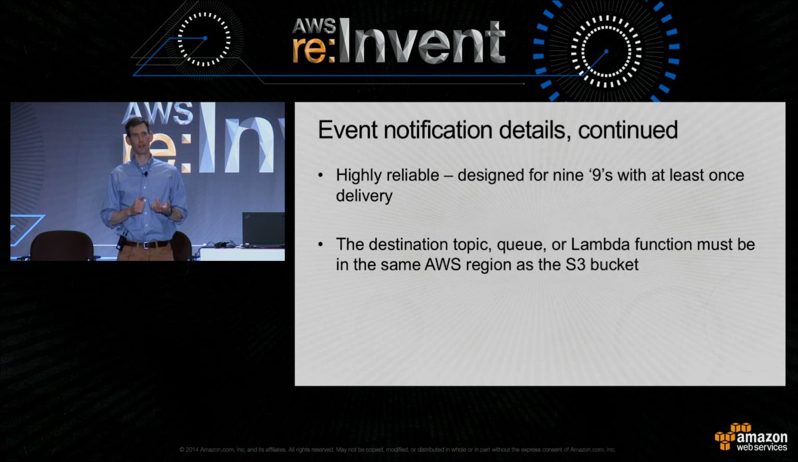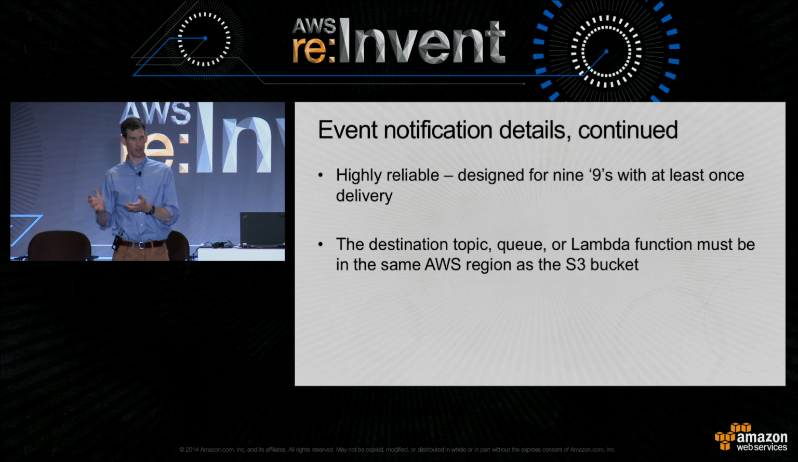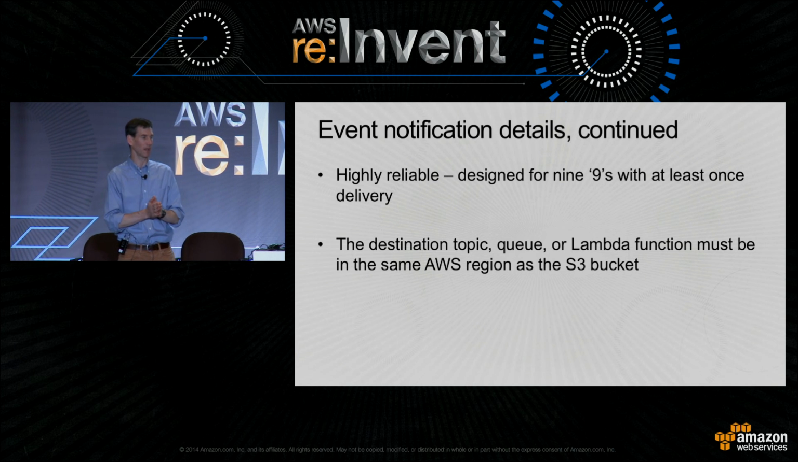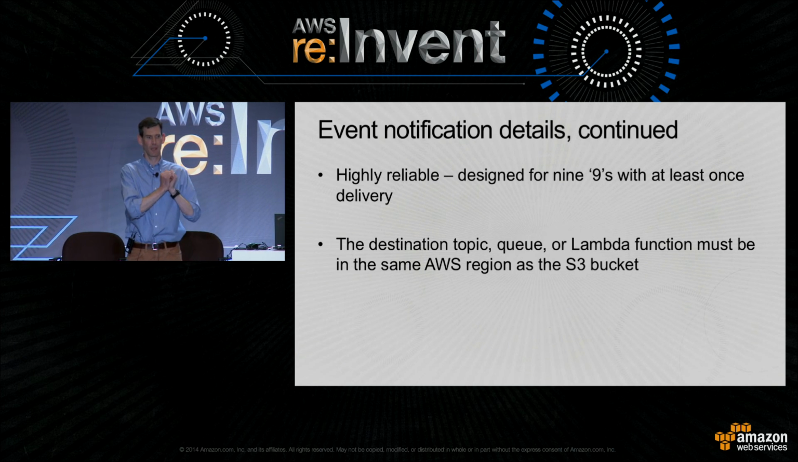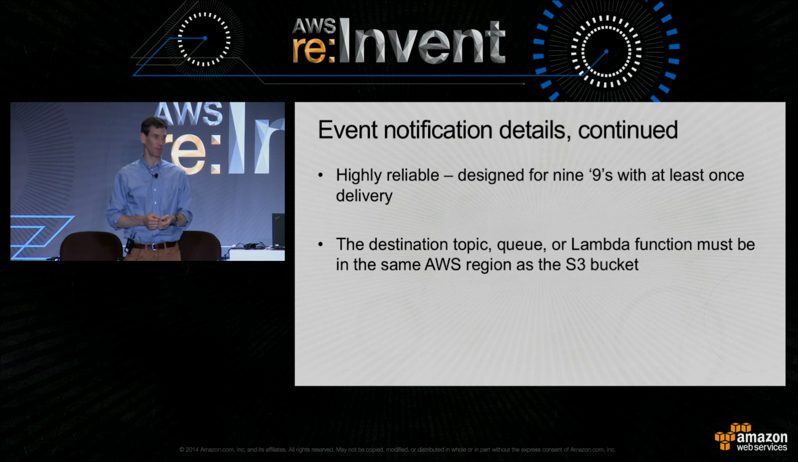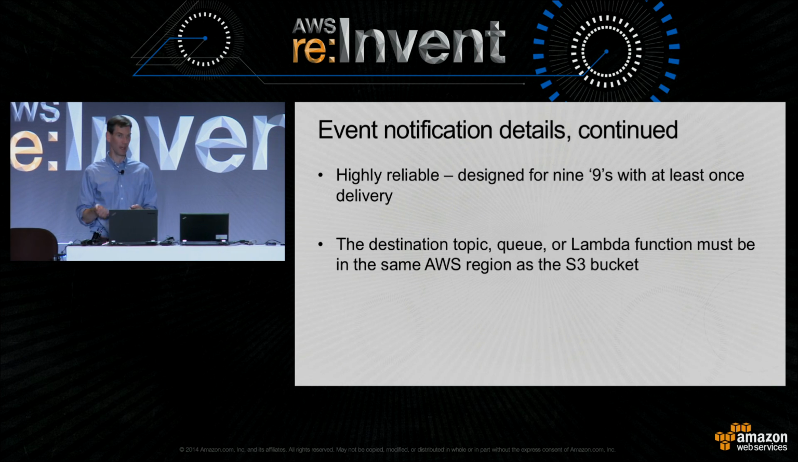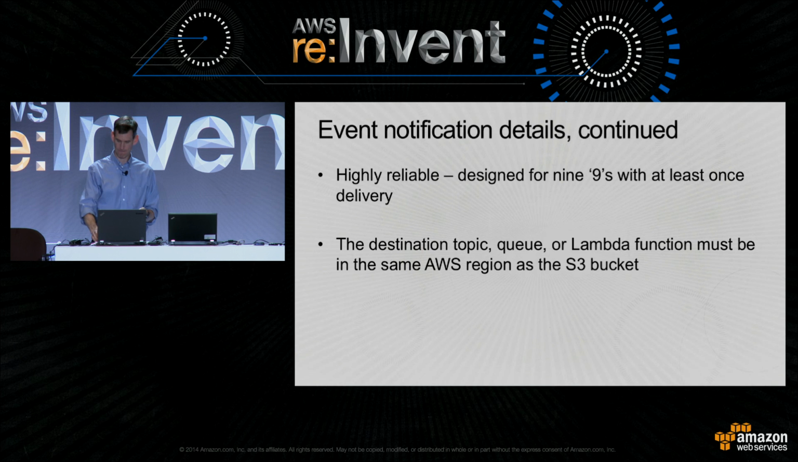And then the last point here is that the destination needs to be in the same region as your S3 bucket. So if I've got an S3 bucket in, say, our Oregon region, and I want to send that to a Lambda function, I'll have to have that Lambda function in that same Oregon region. We do that for reliability and some performance reasons.